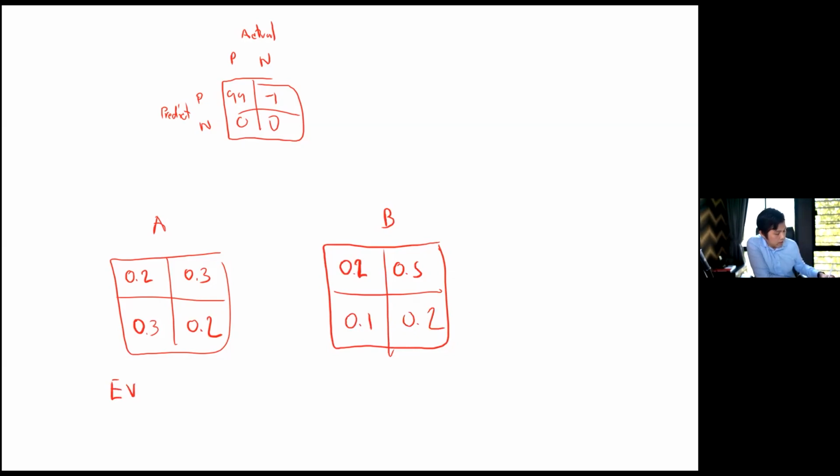EV from model A would be 0.2 times 99, plus 0.3 times minus 1, and then 0.3 times 0 plus 0.2 times 0. The value here would be 0.2 times 99, and that would be 19.8. 19.8 minus 0.3, this is 19.5.